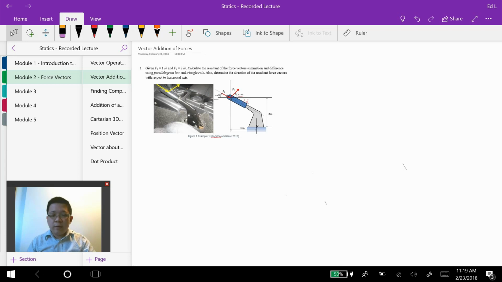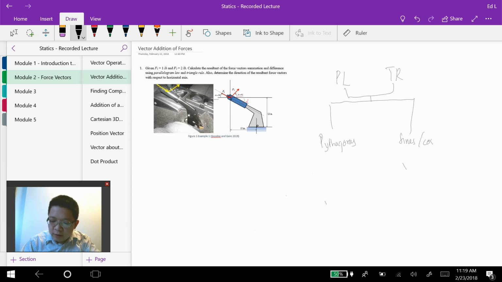However, please remember that last time when I discussed those two methods, the parallelogram law and triangle rule, these two methods are really used to sketch, right? The factor summation or factor difference. However, when we try to solve for the magnitude or the directions of the factor summations or factor difference, we still have to apply trigonometry laws, such as the Pythagoras theorem, right? Or sines or cosines law.